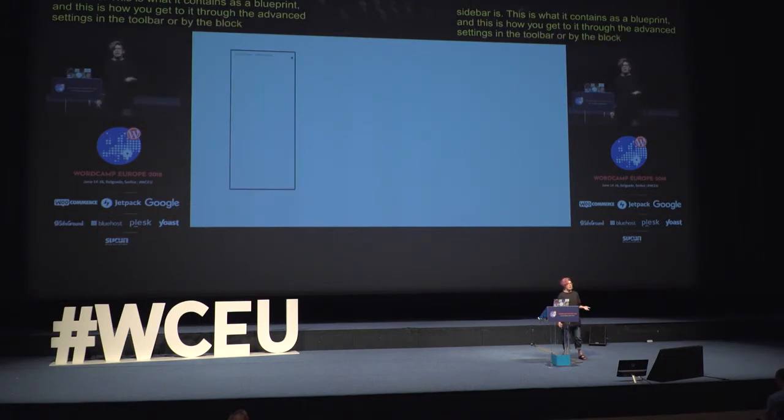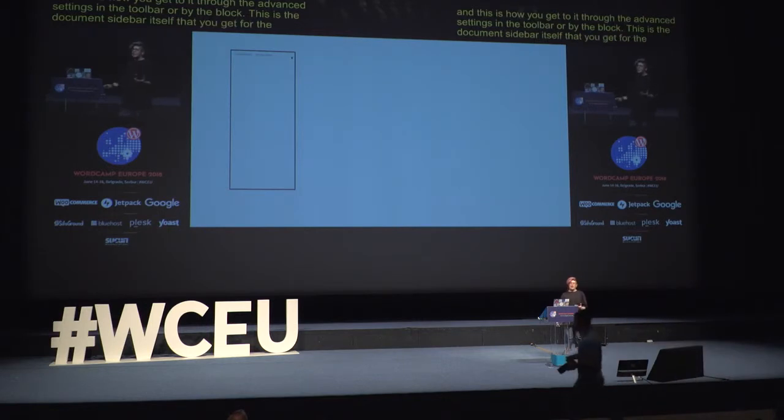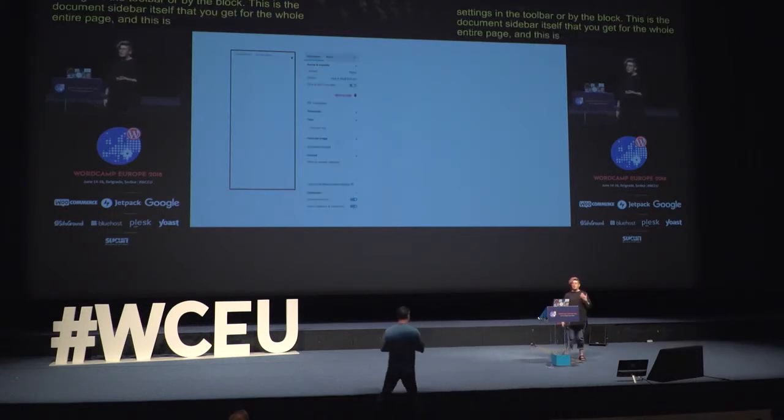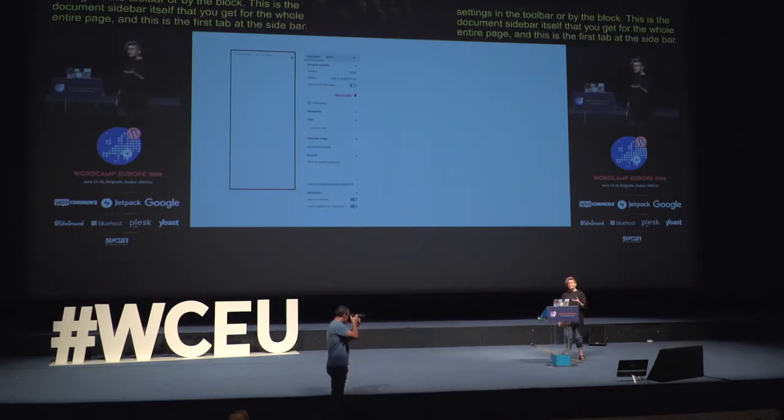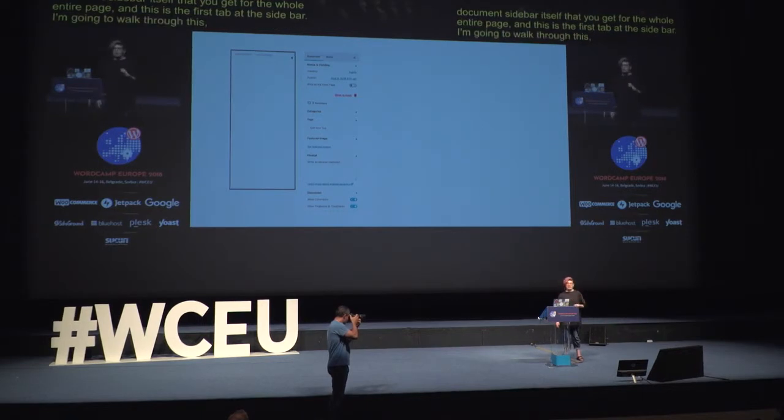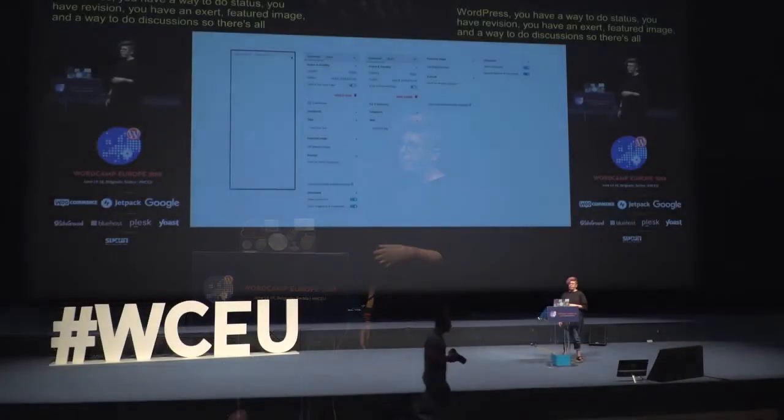And this is the document sidebar itself that you get for the whole entire page. And this is the first tab of the sidebar. I'm going to walk through this, and it has all the things that you would expect with WordPress. You have a way to do status, you have revisions, an excerpt, a featured image, and a way to do discussions. So there's all the stuff you'd kind of expect with a WordPress page or post.